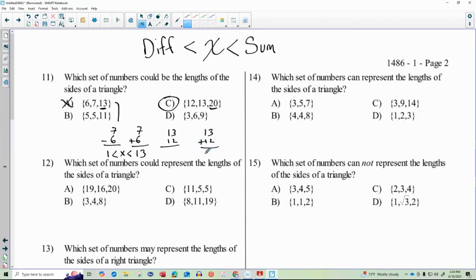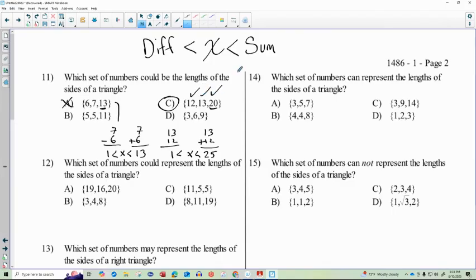I'm going to find the sum, which is 25, and the difference, which is 1. Well, this number, 20, the third side has to be less than 25. It is. And greater than 1. It is. It's between 1 and 25. So that's why this is a good triangle.